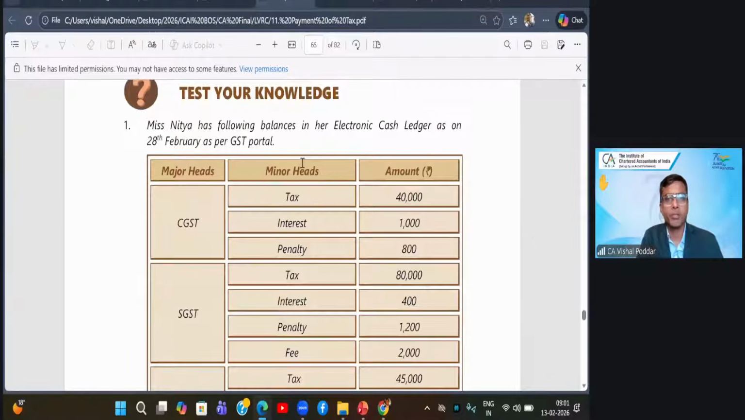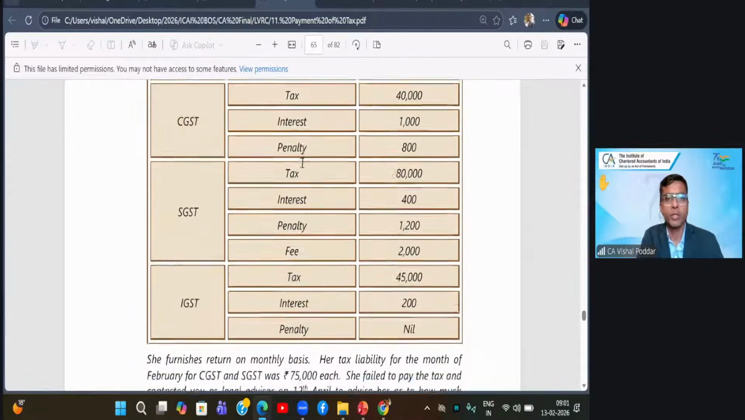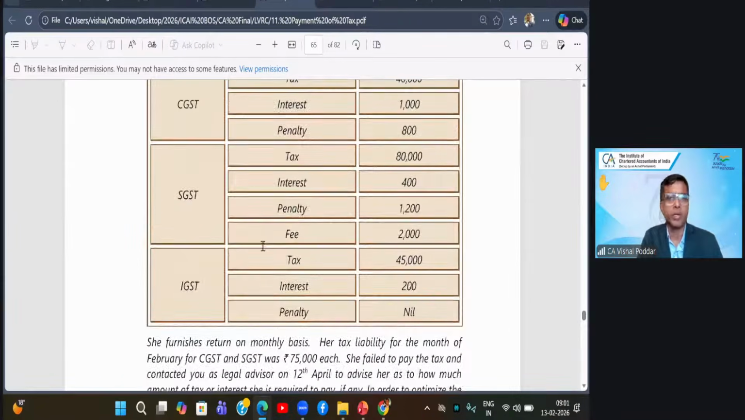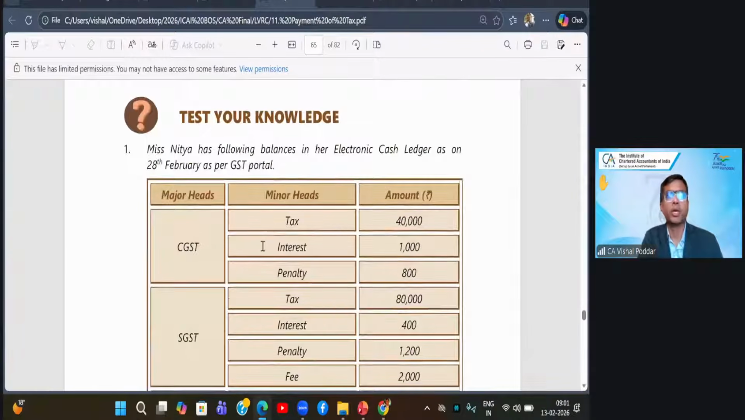Actually, this point is actually simple. What you need to understand is some provisions. What are the provisions? See, whenever you need to make payment of tax, you have to ensure that you have sufficient amount in your cash ledger.